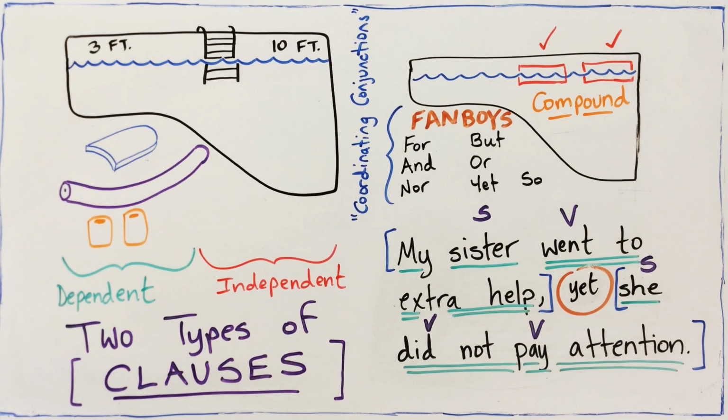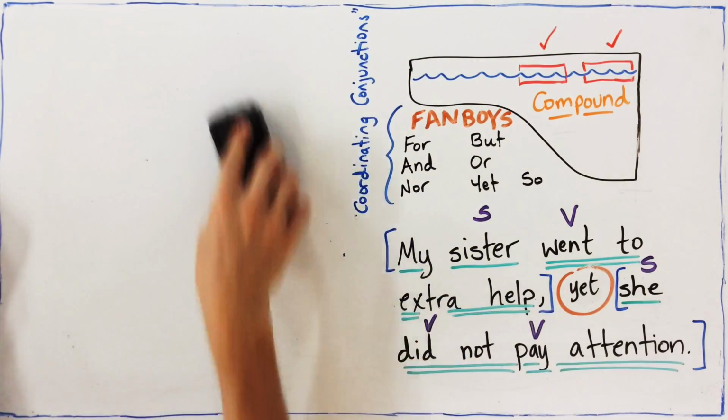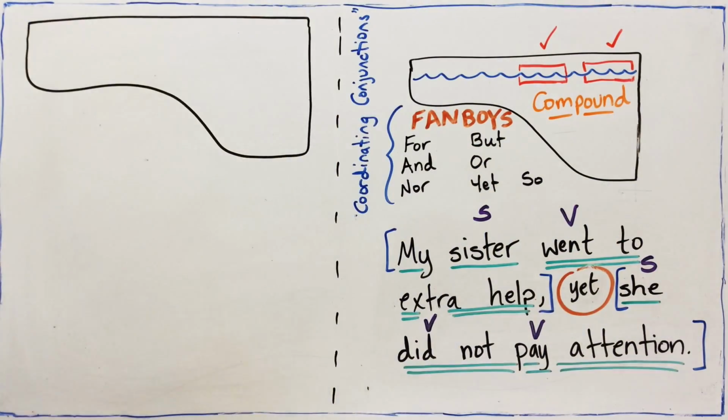Welcome back to part 2 of clauses. In our first video, we defined a clause as one complete subject plus one complete predicate. We then defined a simple sentence as one independent clause, and a compound sentence as two independent clauses joined by a fanboys. In this video, we'll get into complex sentences and the idea of dependent clauses.